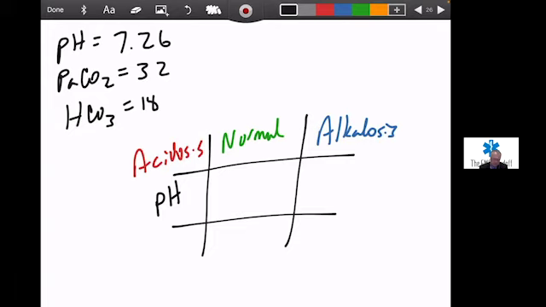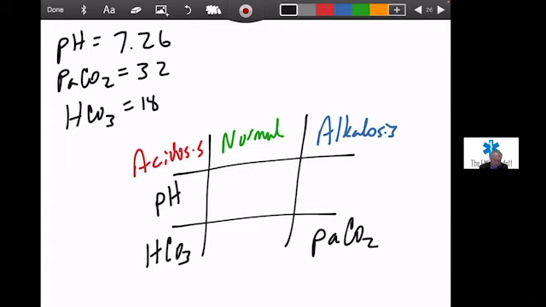And the PaCO2 of 32 is abnormal. So which side does it go on? So we're going to place that, look at it. So that means they're blowing it off. They're getting rid of it. That goes on the alkalosis side. So that PaCO2 goes on the alkalosis side. And HCO3 of 18 is abnormal. We know that less than 22 is acidotic, so HCO3 goes here.